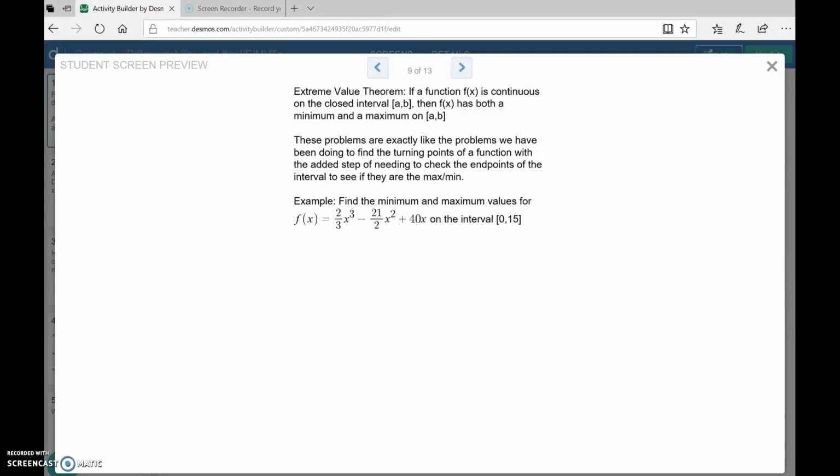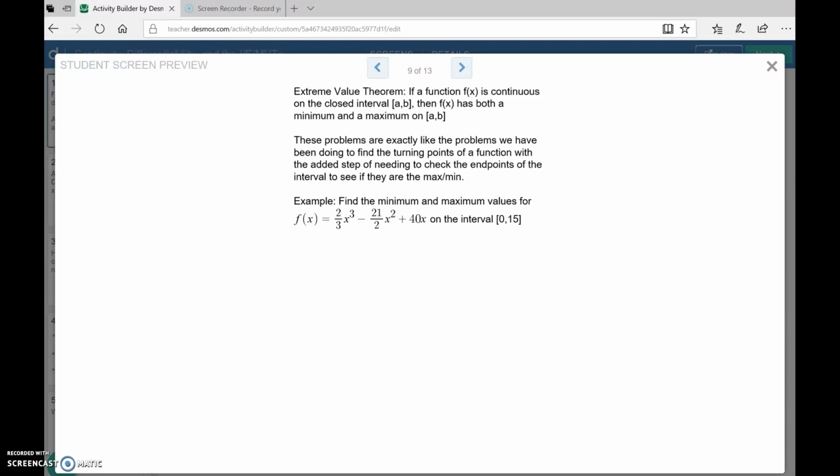This one says something that's even more obvious. Okay, if a function f of x is continuous on the closed interval a comma b, then f of x has both a minimum and a maximum on a comma b. Yeah, that's pretty commonsensical. We've been finding turning points, which are minimums and maximums, for a while now.